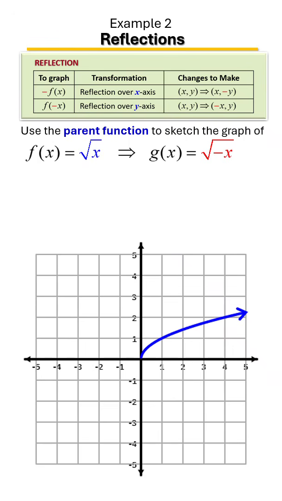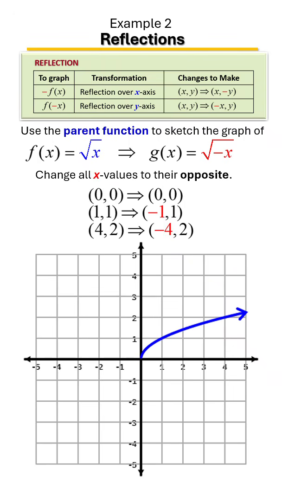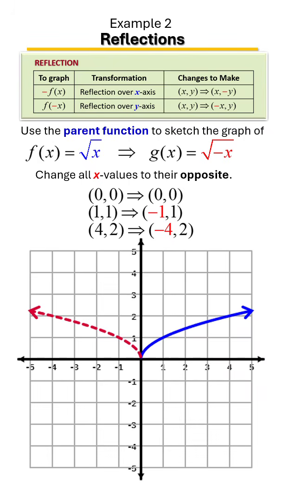Keep in mind 0, 0 is neither negative nor positive, so you will never change it. So I'm going to go ahead and change the other values, the x values. When I do so, it looks like so. And when I sketch my graph, this is what it looks like. And those points are on the graph: 0, 0, over 1, up 1, over negative 4, up 2.